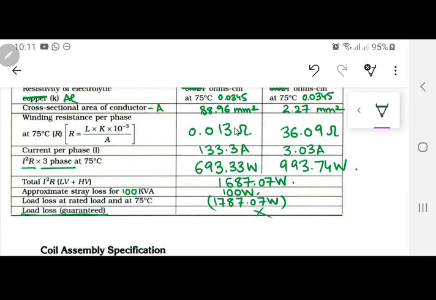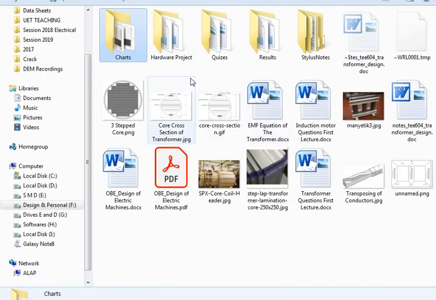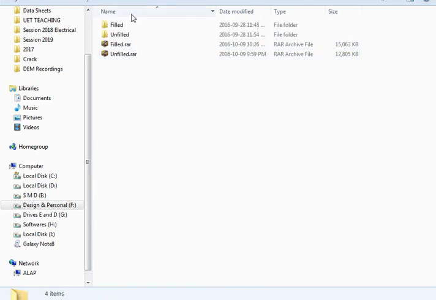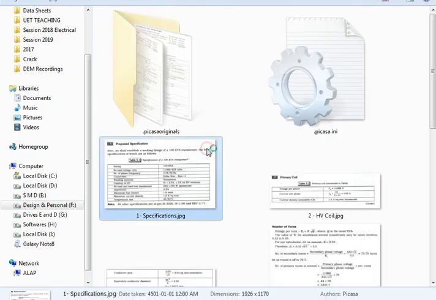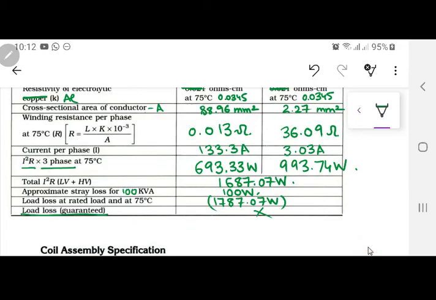आपके जो consumer थे, या the person who was actually going to have this transformer, they had actually given you a data that you had to make a transformer in this limit: 1760 watts. You have gone to 1787 watts. There is a problem. You have to go back.